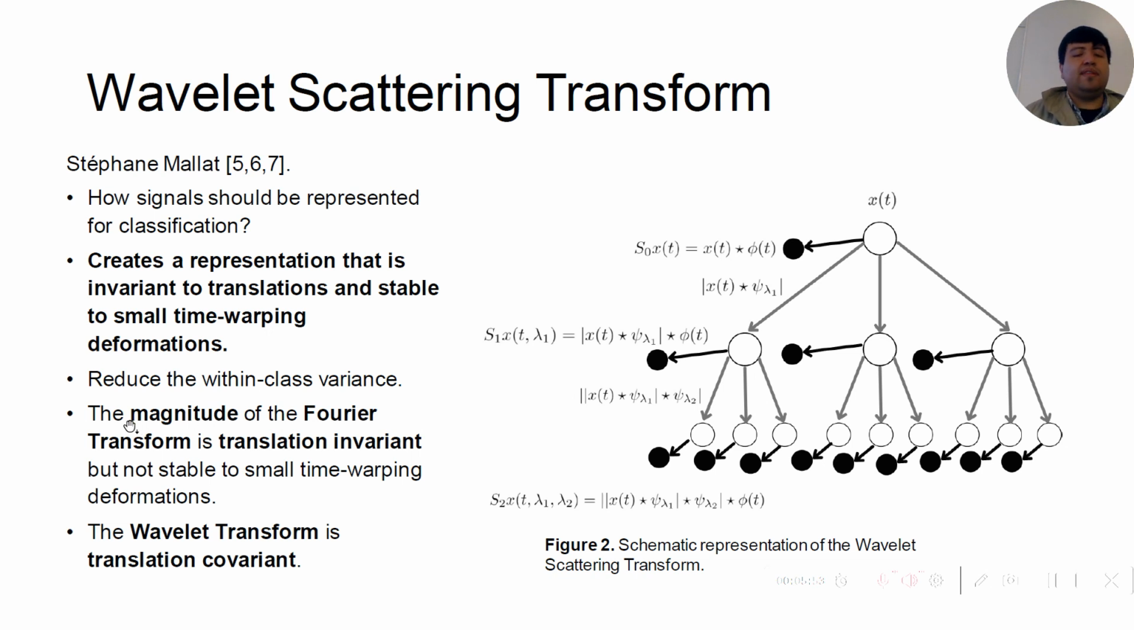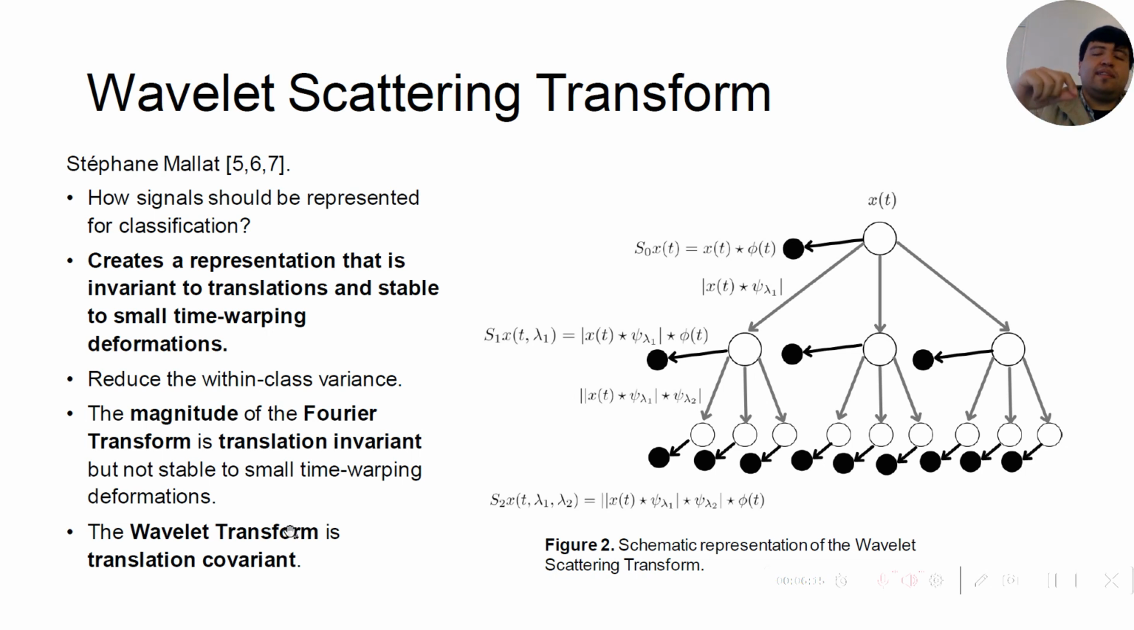And contrary to other signal representation techniques like the Fourier transform or the Wavelet transform, in the case of the Fourier transform, the magnitude of the Fourier transform is translation invariant. But the problem is that it is not stable to small time-warping deformations. And the Wavelet transform is translation covariant.